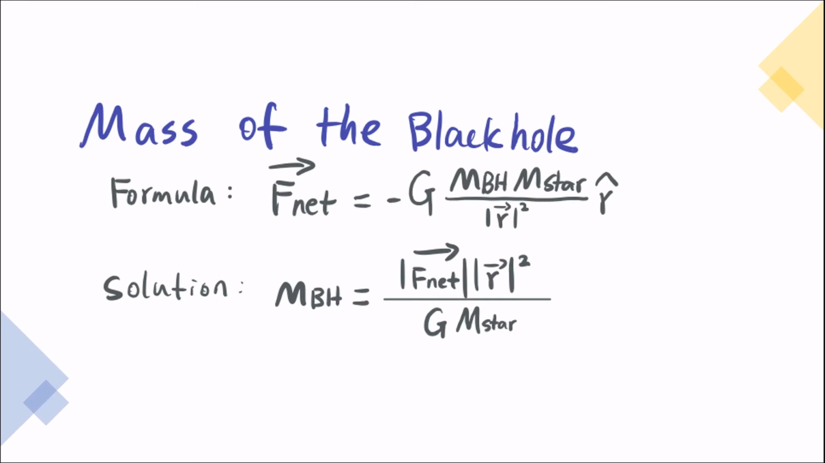So from these principles, we could get the mass of the black hole. The formula here is F net equals minus G times the mass of the black hole times the mass of the star over the squared absolute value of R times R hat. And here we could get a solution for the mass of the black hole, which is absolute value of F net times the squared absolute value of R over G times M star.